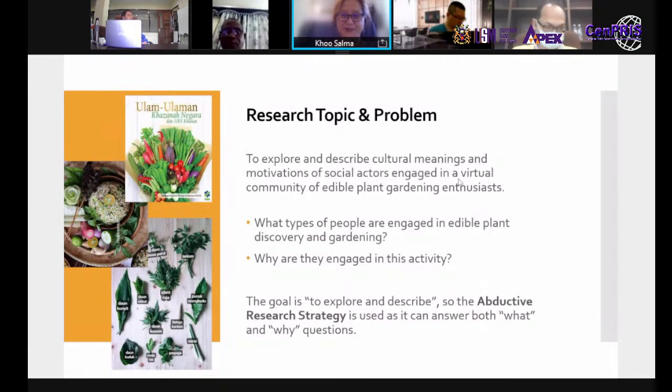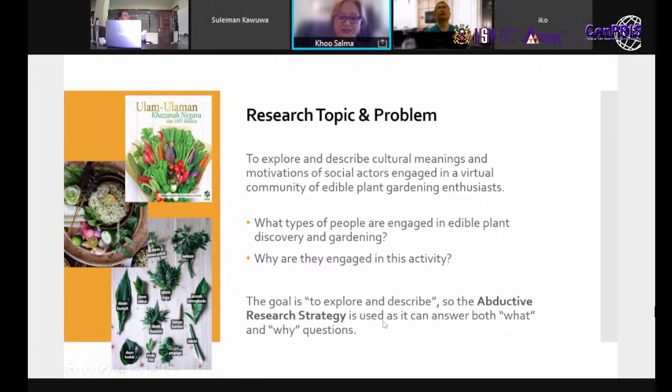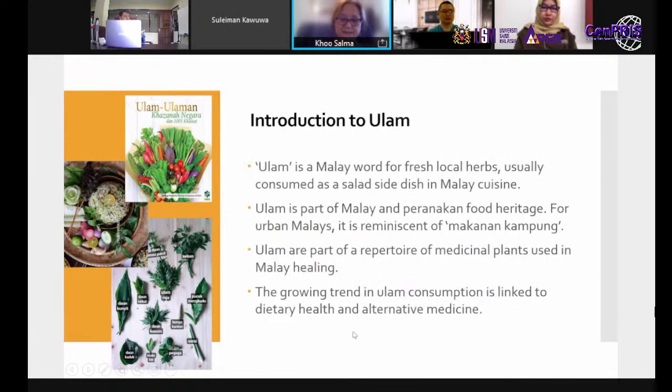Okay, so the research topic and problem is to explore and describe cultural meanings and motivations of social actors engaged in a virtual community of edible plant gardening enthusiasts. What types of people are engaged in edible plant discovery and gardening, and why are they engaged in this activity? So the goal is to explore and describe. So the inductive research strategy is used as it can answer both what and why questions.